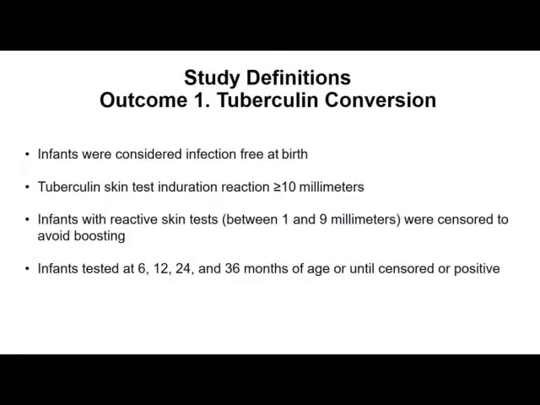So the first study definition that we looked at was tuberculin conversion. Infants were considered infection-free at birth. We used an induration reaction greater than or equal to 10 millimeters. There's, of course, an issue with tuberculin boosting from multiple TST tests, so we took an approach with this specific outcome. We censored any child that had reactive but negative tests, those between 1 and 9 millimeters, because we thought they might boost if we gave them subsequent tests. Infants, as I said before, were tested at 6, 12, 24, and 36 months of age, or until censored or positive.